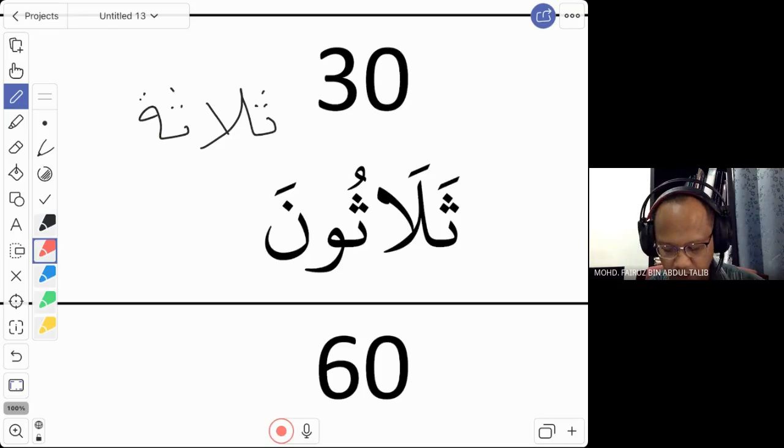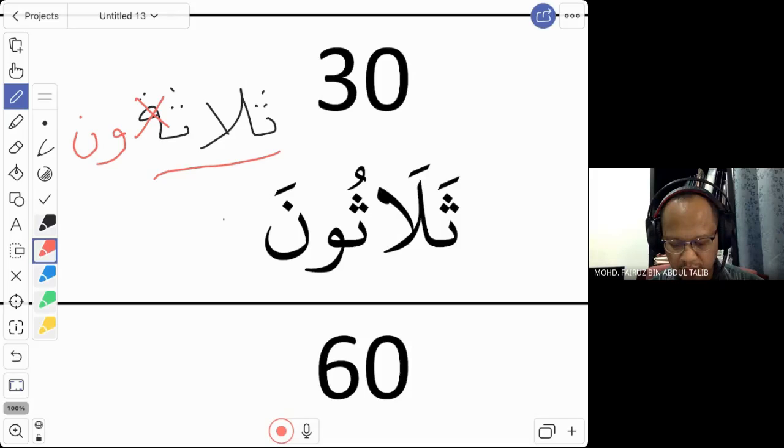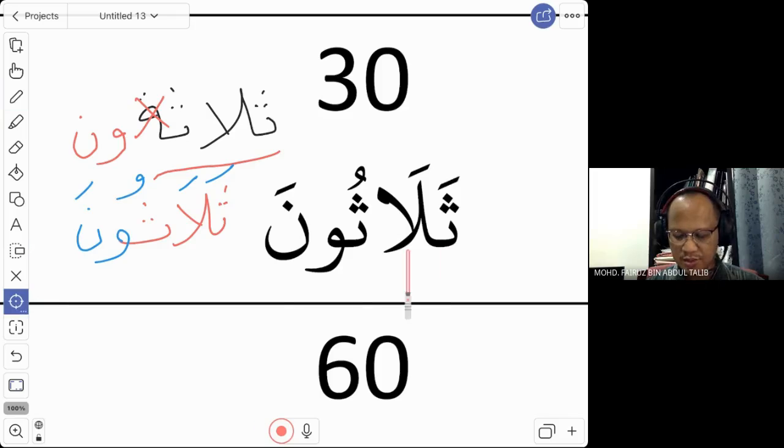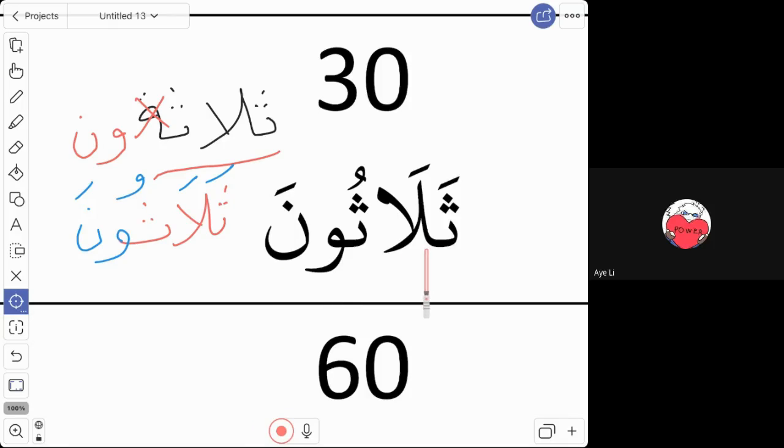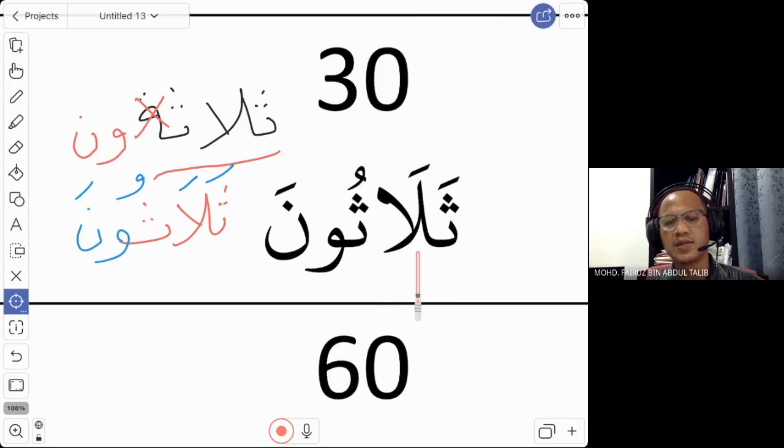You take the same word, salasa, remove the ta, and then you add waw and nun to the end of the word. Combine the two words: salas, this is 3, and then you combine it with waw and also nun to say 30. Salasuna. Iqra'u salasuna. So salasuna is 3 plus una, 10. Salasuna, 30.